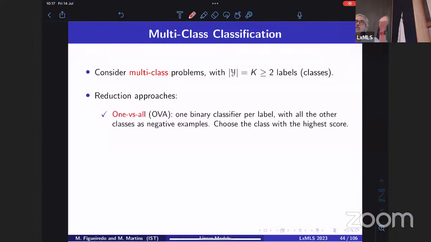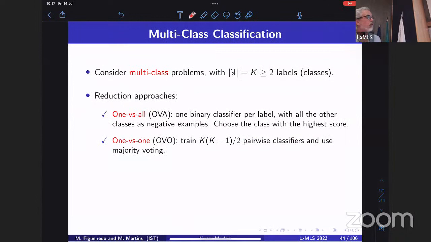And then when you have a new test sample, you apply all these K classifiers. They will give you scores for how much each one of them believes that it's that class and not the others, and you choose the one with the highest score, okay? This is the one versus all approach.